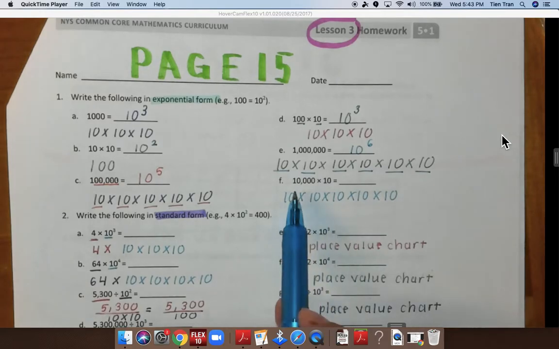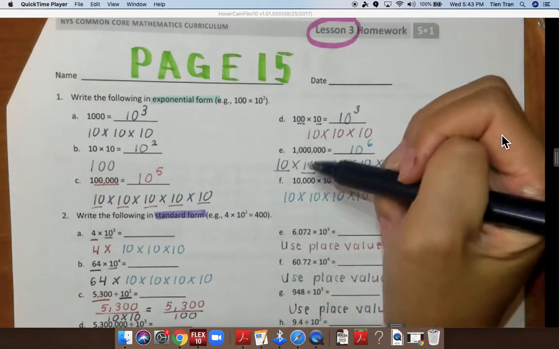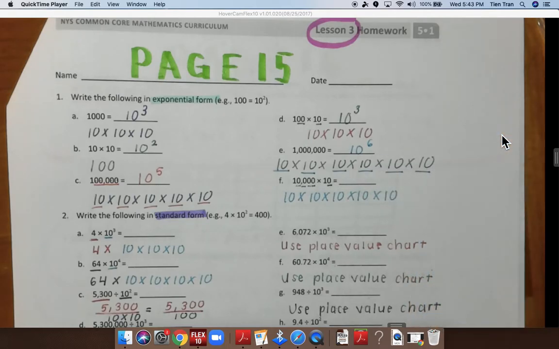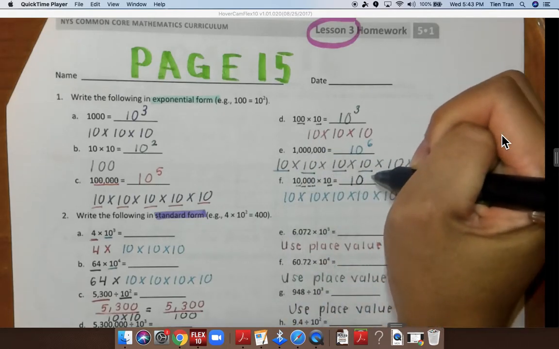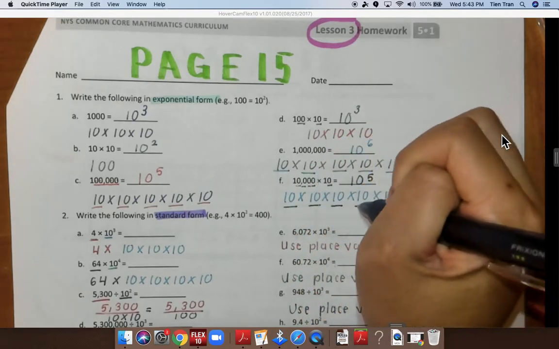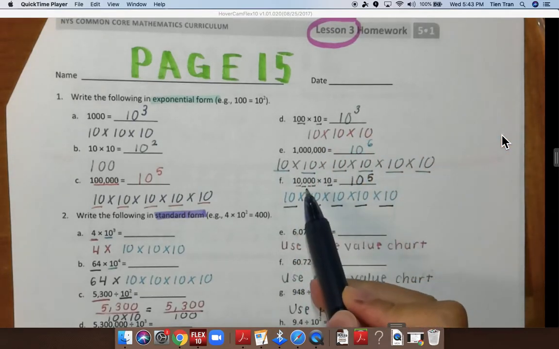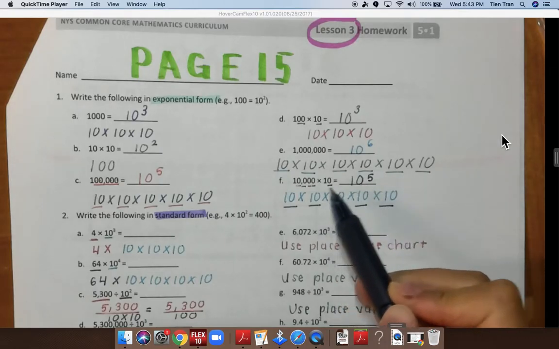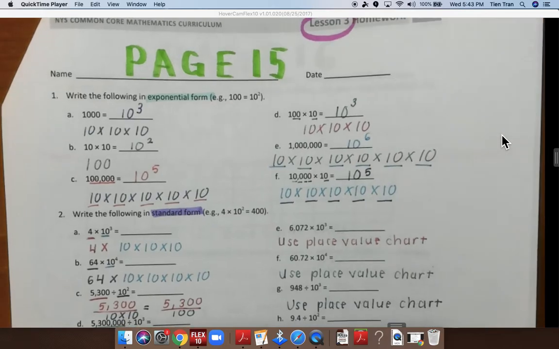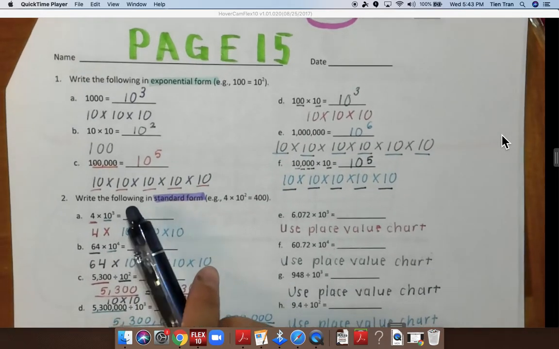Okay? Now, the next problem I have here says 10,000 times 10. I'm going to count the zeros. 1, 2, 3, 4, 5. I have 5 of them. So that means it's 10 to the power of 5. When I multiply 10 times 10 times 10 times 10 times 10, I am going to get my answer of 100,000. Okay? Now, I'm going to move on to problem number 2.